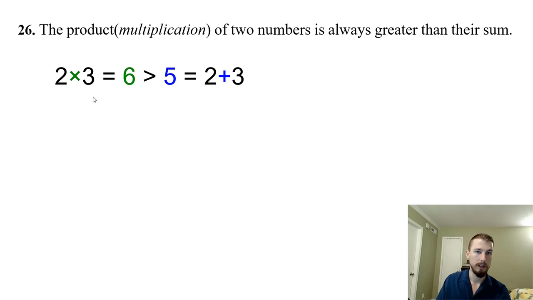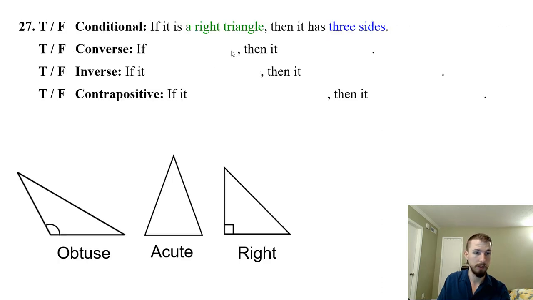So hint, hint, usually funky and weird stuff happens around 0 and 1. So think about what happens if you use 0 or 1 and one of those two. And then just come up with two numbers that prove it wrong. So this is not a counterexample because this is showing that sometimes a statement is true. But it's also not always true. So give me an example that proves this statement false. That's what a counterexample is. All right, number 27. The conditional statement says that if it is a right triangle, then it has 3 sides.